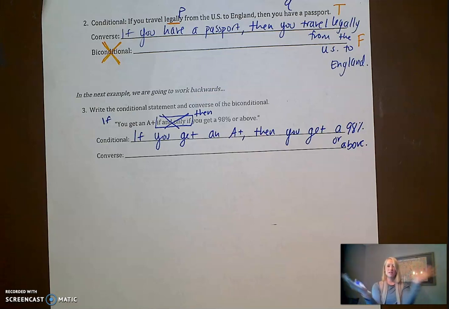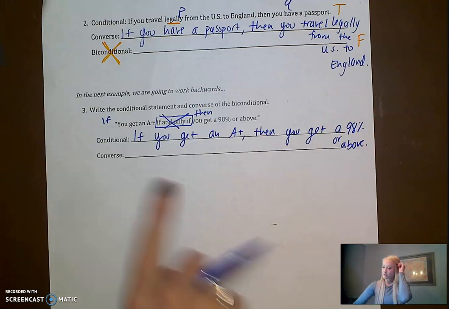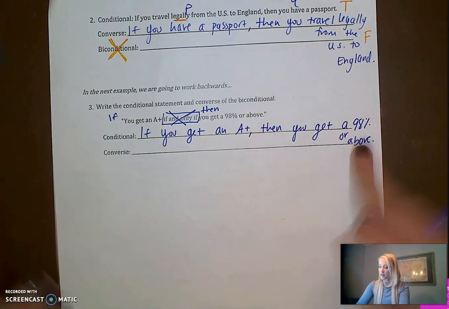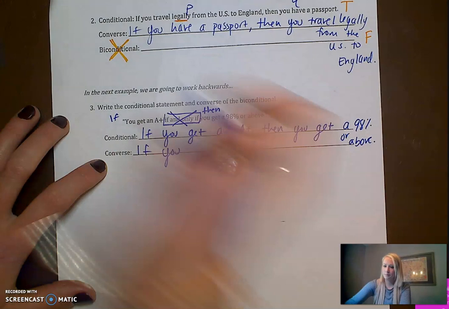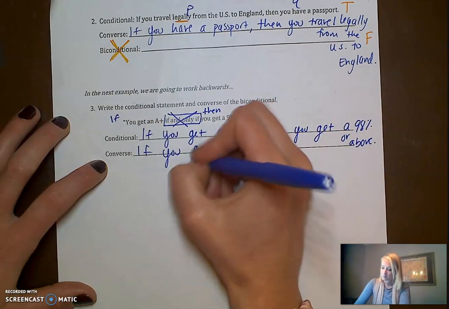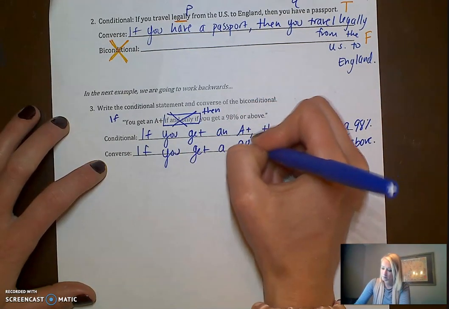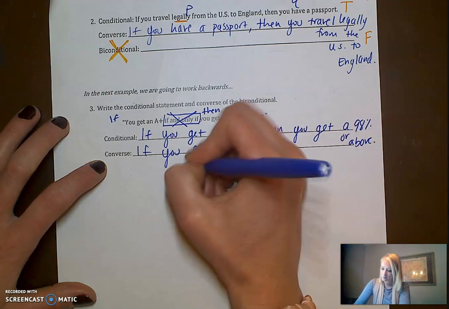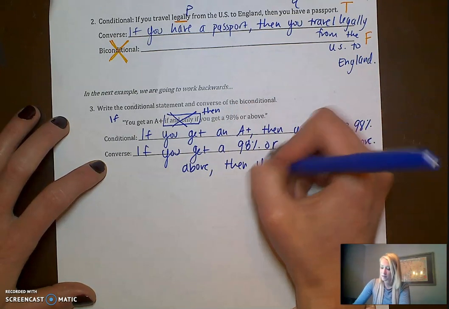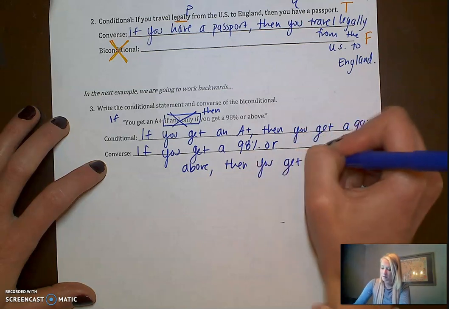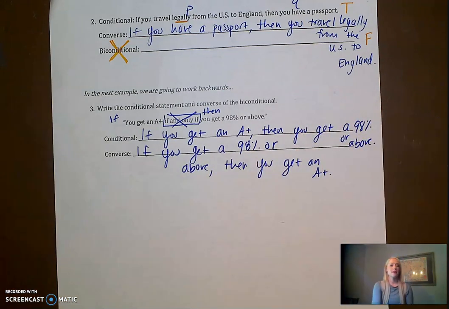And the converse, then you're just going to flip the conditional around. So I'm going to say if you get a 98% or above, then you get an A+. All right, that's it.